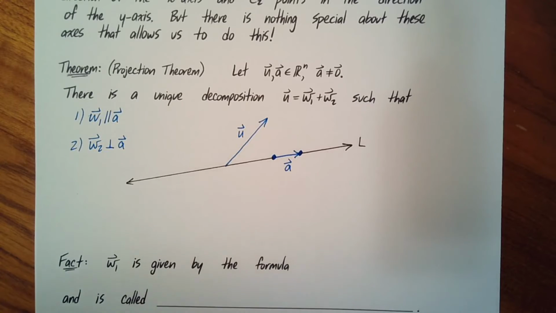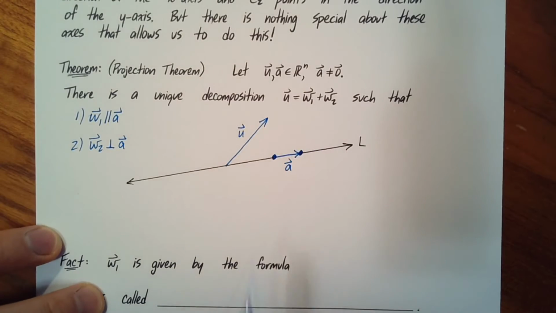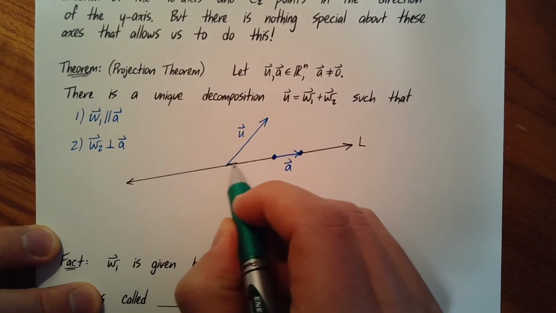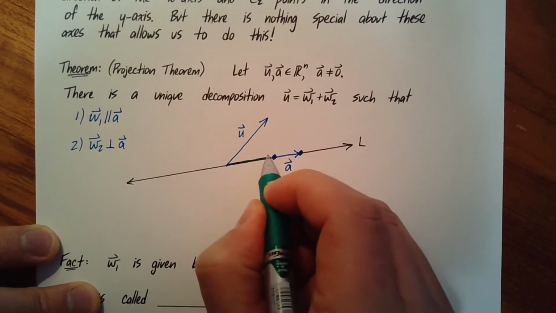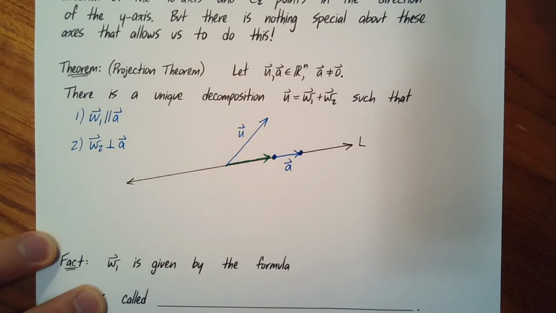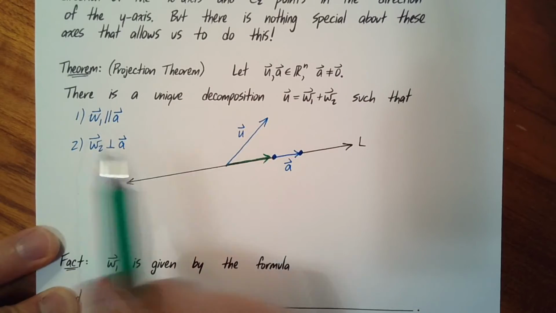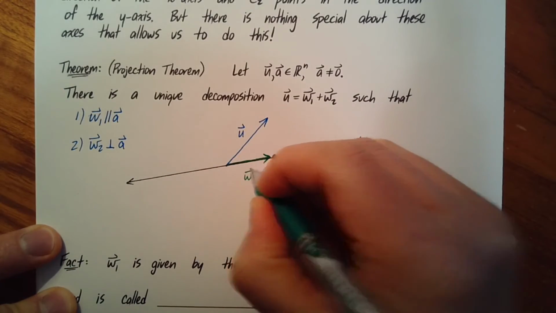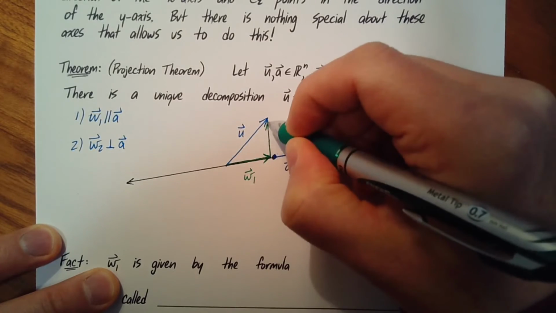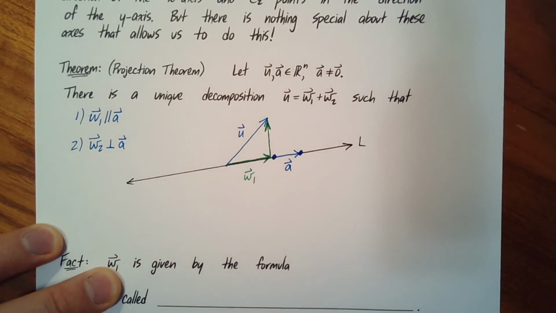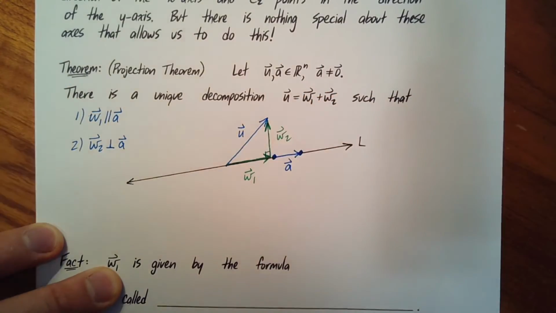Okay, so now what's the point of this? Well, the idea is this W1 and the W2 are guaranteed to exist. So I'm guaranteed, if I go back to where U starts, I can draw some vector that points in the direction of L, or is parallel to A. That's really what this is saying. So here's my W1, and then there's a vector W2 that's orthogonal to A. Okay, so you have a right angle there.